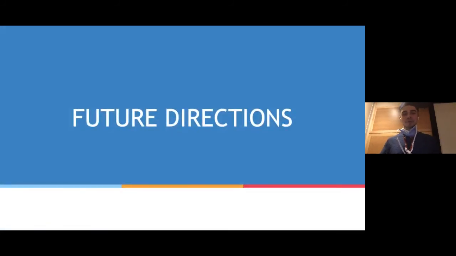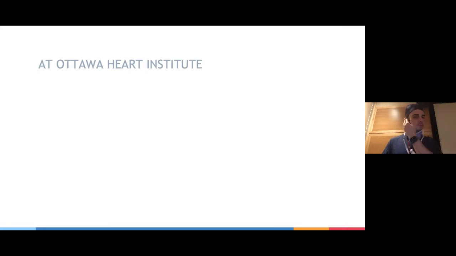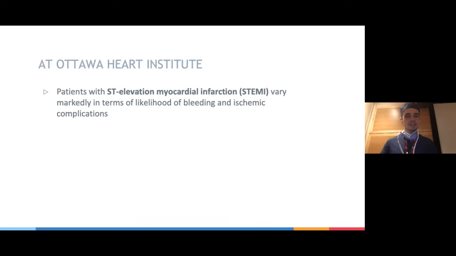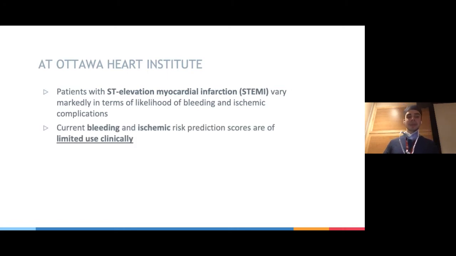Now, I want to briefly go over some future directions, some projects we're working on here at Ottawa Heart Institute, and some other projects I've come across in my readings that I think are really exciting. So at Ottawa Heart Institute, we're trying to develop an AI called DeepMace. As you're aware, STEMI patients vary markedly in terms of likelihood of bleeding and ischemic complications after a primary PCI. We currently have bleeding and ischemic risk prediction scores, but they're of limited use clinically because they require complicated variables that we don't always obtain clinically, or they're not readily accessible in the electronic medical record.